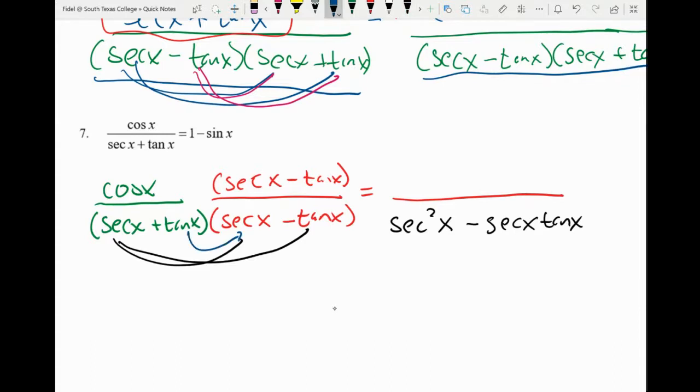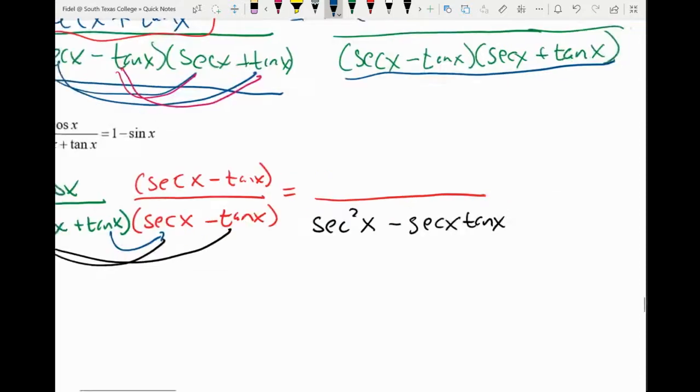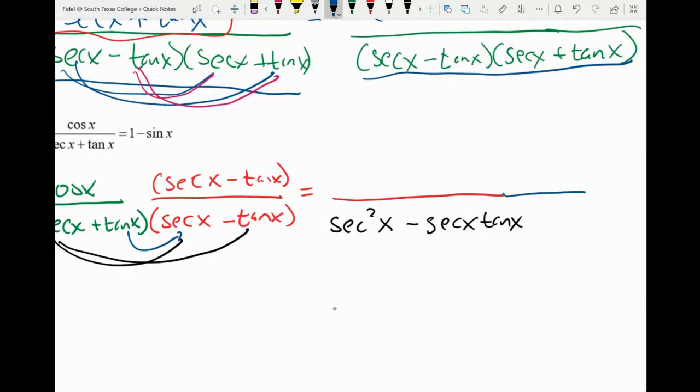Now, I'm going to do the same thing here. Tangent of x times secant of x. Guys, I'm going to write it with the secant part coming first, just because I want us to understand that these terms here really are like terms. Which one do you put first or put second?